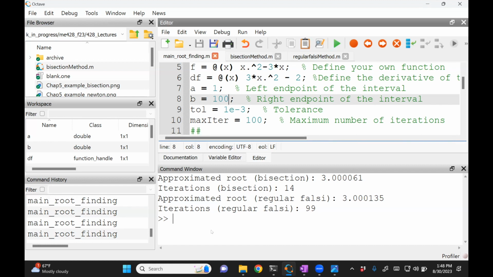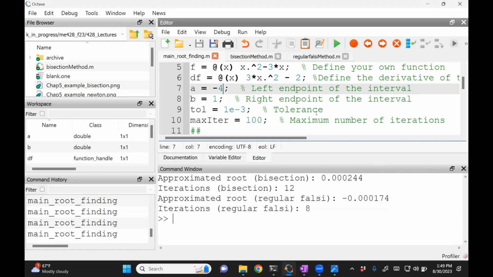Just seems like it just shouldn't be 99 iterations. Let's try the other way, which is minus 4 and 1. Now here, regular-falsi beats bisection.